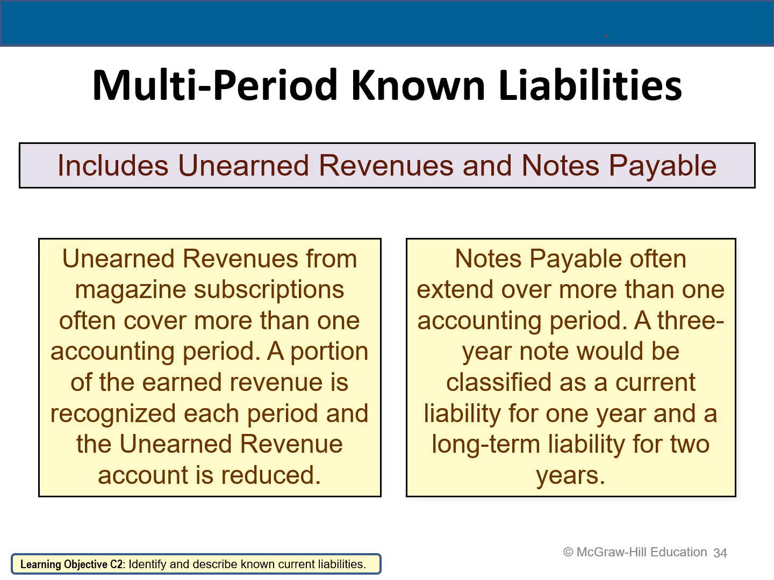In the case of unearned revenues from magazine subscriptions, a portion of the unearned revenue is recognized for each period, and then the unearned revenue account is reduced. And under notes payable, if you have a 3-year note, the amounts that are due within the next year are classified as current, and everything else is classified as long-term.